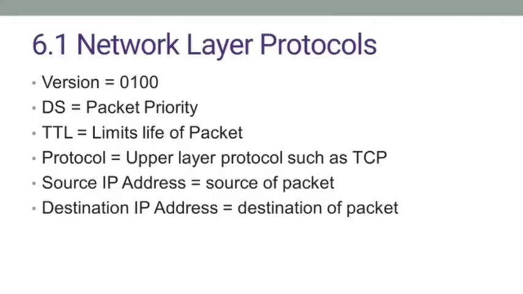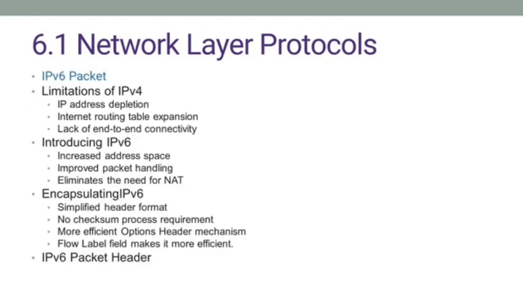Network layer protocol. The version is 0100. The differentiated services field equals packet priority. TTL limits the life of the packets. Protocol identifies the upper layer protocols such as TCP. Then the source IP and destination IP of the packet.